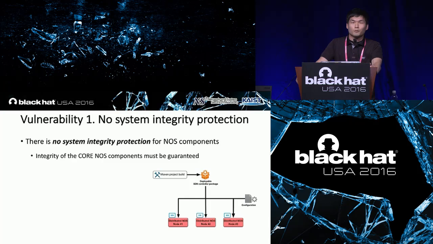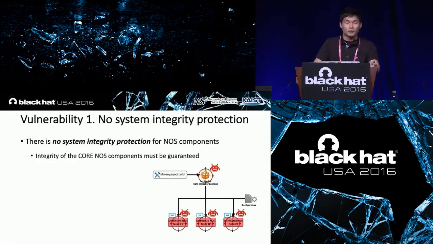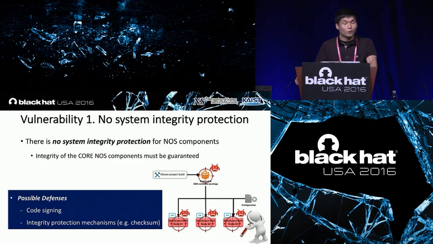The first problem we'd like to point out is that there is no system integrity protection for SDN controllers. As demonstrated, malicious libraries can be injected in the build process, and the source code of the SDN controller could be manipulated before building. Currently, since there is no mechanism to detect a loss of system integrity, the network operator might directly deploy the compromised SDN controller to the network. Code signing or other integrity protection mechanisms such as checksums could be possible solutions to this problem.